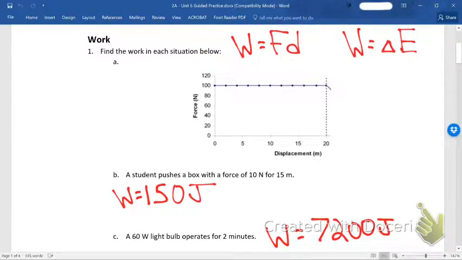So for part B, if you show your work correctly and work out the problem, you should end up with 150 joules. It's important that you get all the work shown. For part C, you need to show your work. There's also the last equation that goes in with work, which is the rate at which work is done. Power is work over time. If you show your work for this problem, you should get an answer of 7,200 joules. Be careful that you follow your units correctly here.